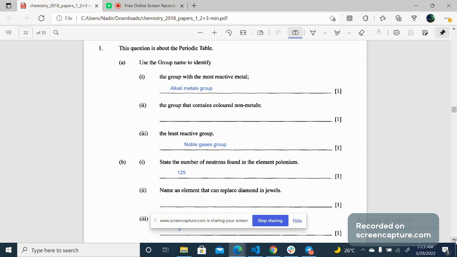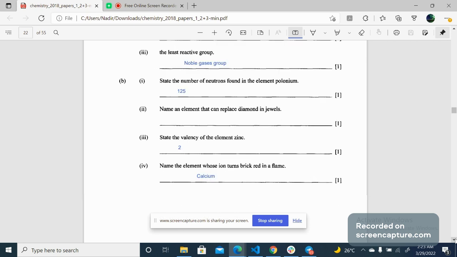Neutrons are basically one of the nucleons of any element, the other being protons. This is one of the heavy elements in the periodic table. That's why it has so many neutrons, and also it has a lot of protons. It is one of the heavier elements in the periodic table, so that's why you see such a large number, 125, for its number of neutrons.